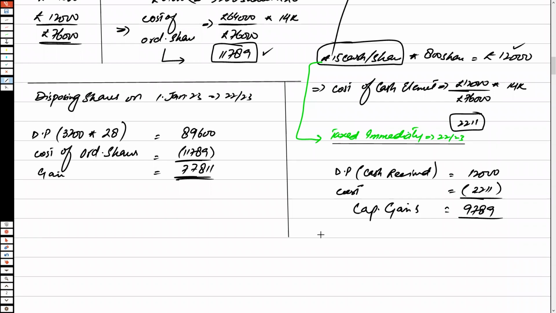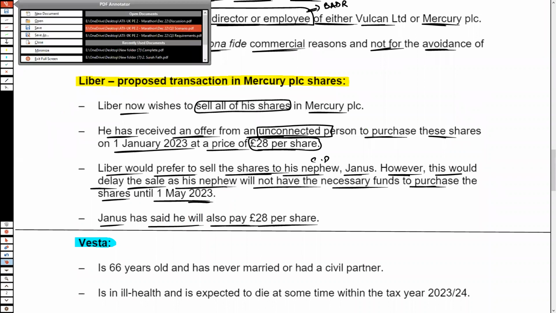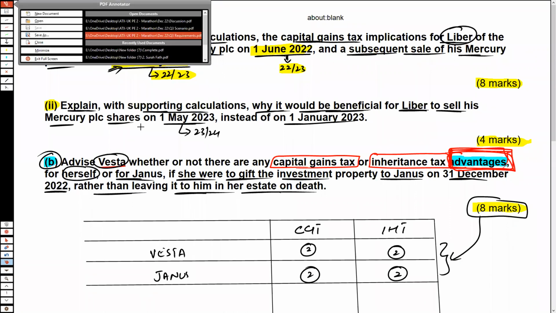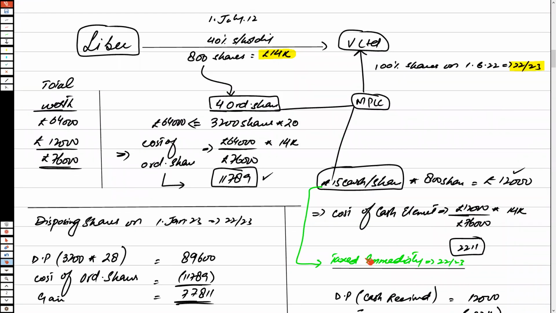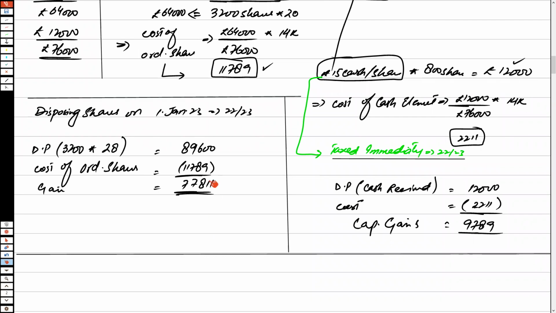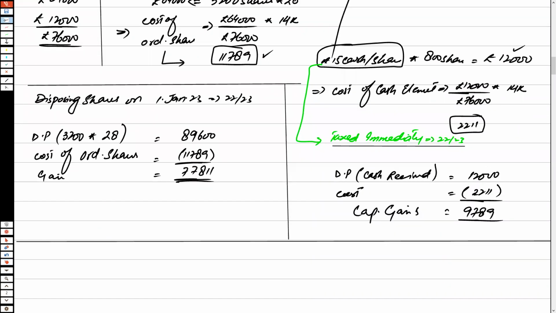Concluding this part, because we need to calculate the capital gains tax as we are working on requirement A, and in requirement A it is clearly mentioned to explain with supporting calculations the CGT implications for LIBOR and the subsequent sale of these shares. So these are the tax implications. This cash element will be taxed immediately. However, we have not written in paragraph form because I have left this on you to write a proper answer considering these discussion points. You have to write this answer on your own, and you may share it with me so I can check and let you know if any improvements are needed.